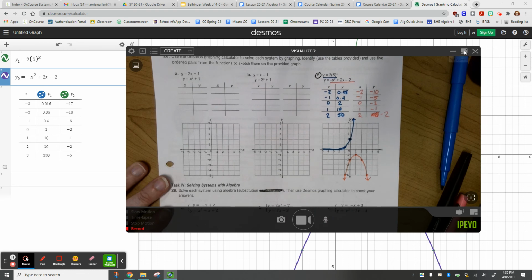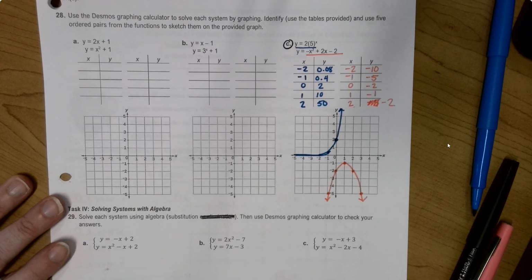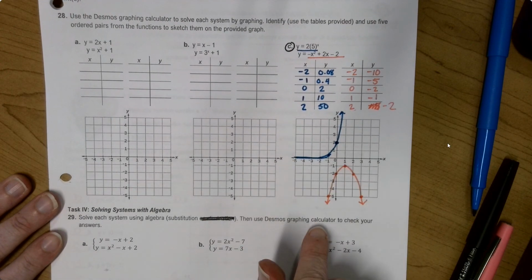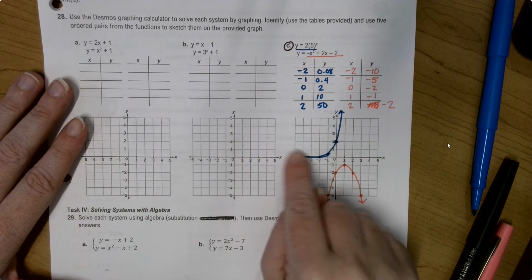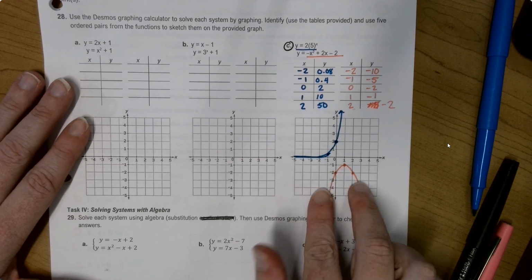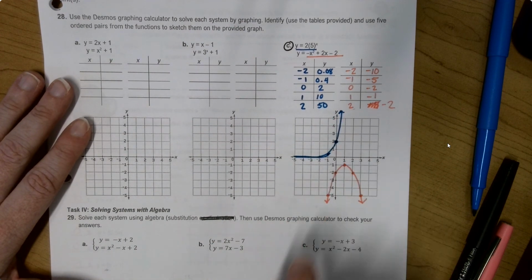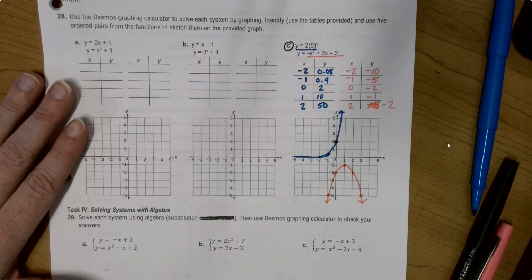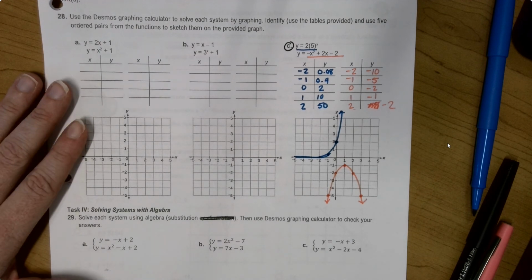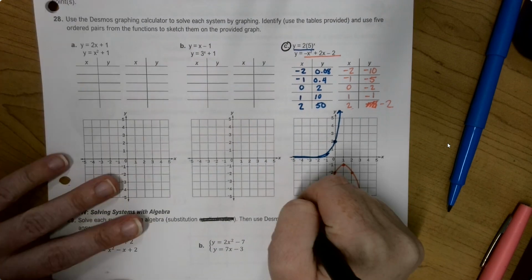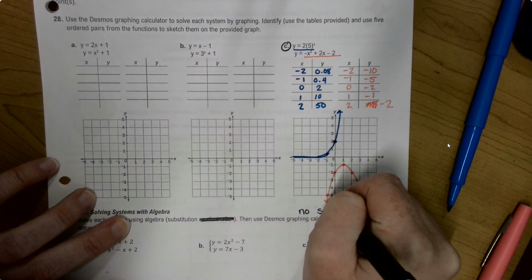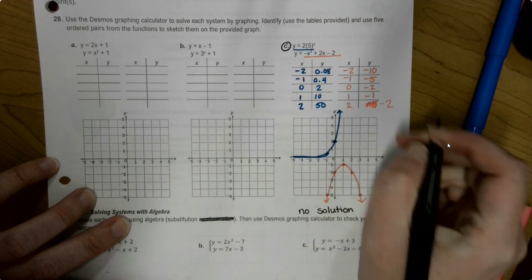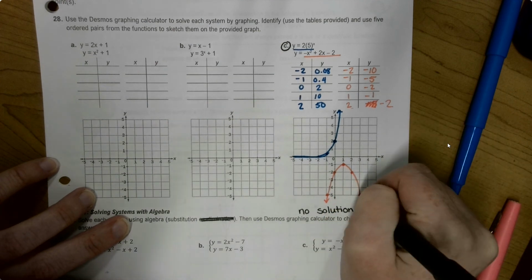All right, so let's look at this. I've got two functions graphed, and I'm looking for their point of intersection. Well, what do you notice? This is never going to go past 0. This is going to keep going up. These are both going to go down. This is never going to go above 0. There is no solution. The way these graphs are going, they are never going to intersect. So this one has no solution. They do not intersect.